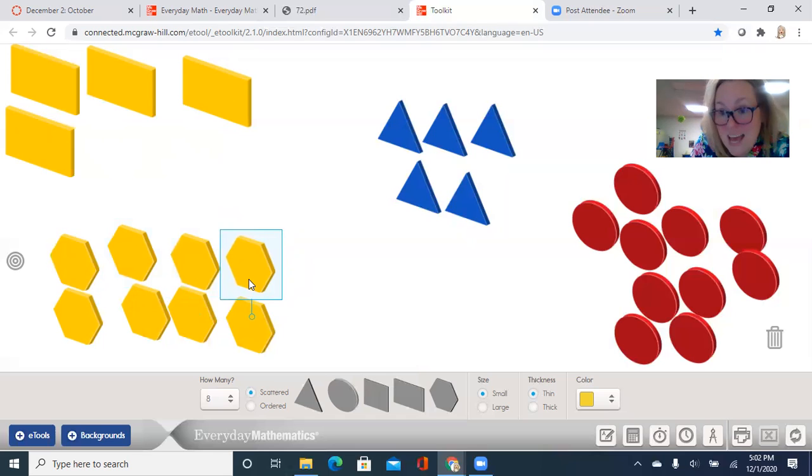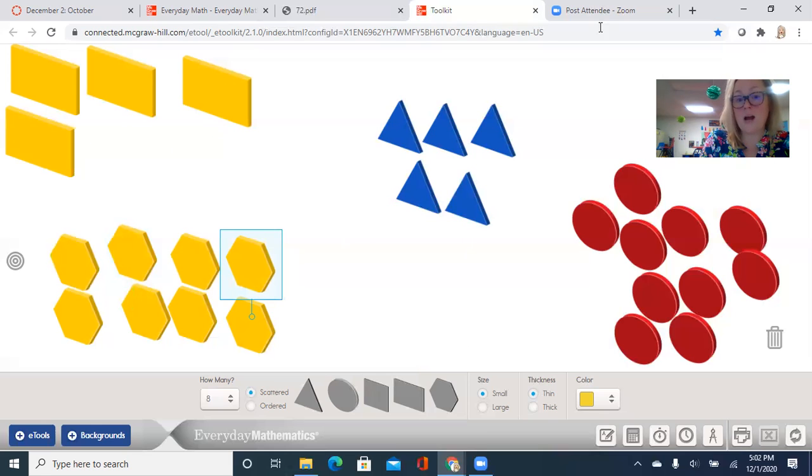And when we sort by shape, we see that we get different numbers concerning our shape numbers. So up here on the rectangles, let's count and see how many rectangles we have. 1, 2, 3, 4. 4 rectangles. Now let's see how many hexagons we have. 1, 2, 3, 4, 5, 6, 7, 8. 8 hexagons. Which one is more, hexagons or rectangles? That's right, there are more hexagons than there are rectangles.